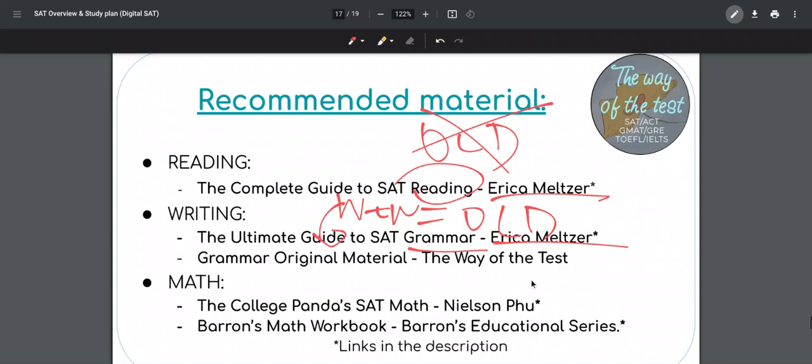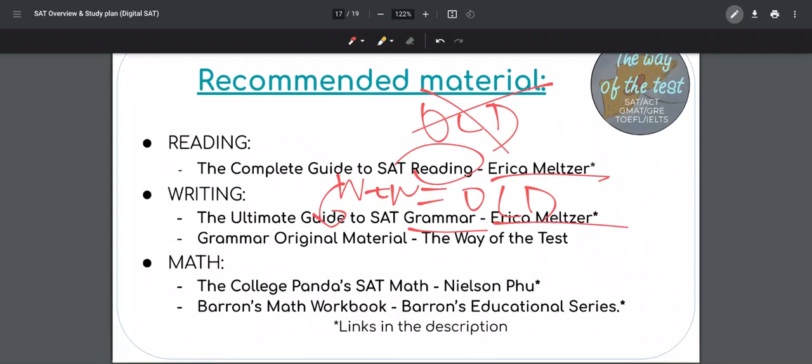Now, in the case of math, I use the Panda book. This is my main book. I use this for all the topics. I make my students do every single exercise in the Panda book, and then I use the Barron's book as a backup for certain exercises, because there are a couple of topics in the Panda book that don't have too many exercises. Now, I do not recommend that the Barron's book be your primary source. I recommend that you use it as a backup.